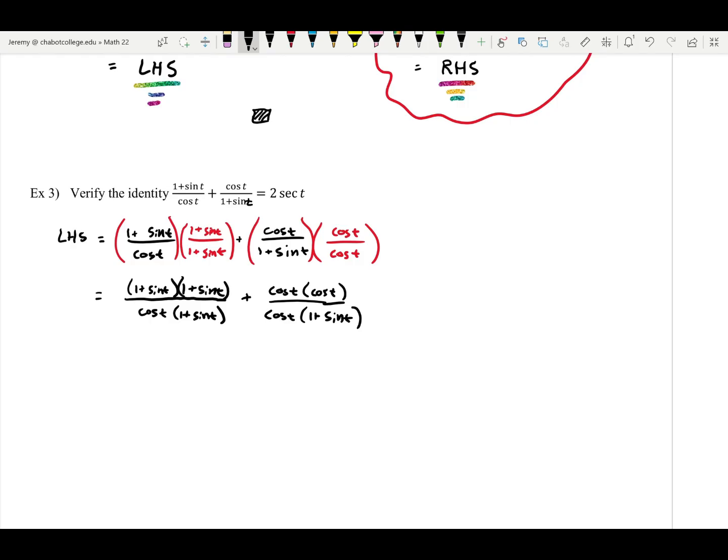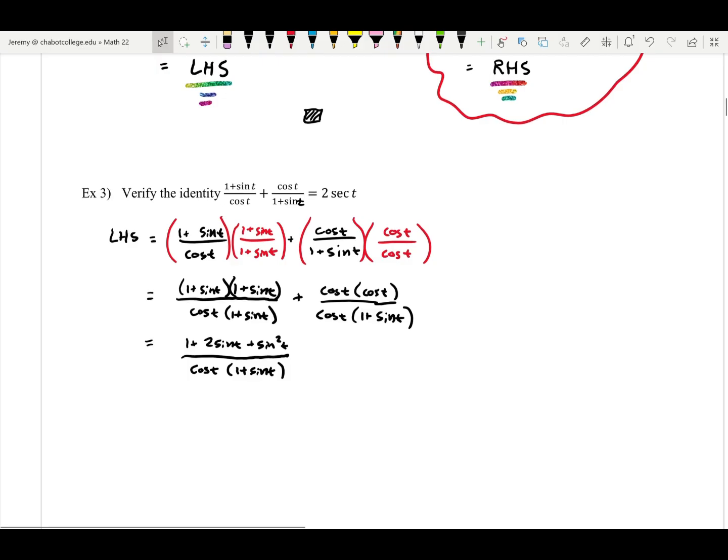Before I do that, I might multiply out the numerators. The denominator I'm going to leave factored. Oftentimes it's best to have the denominator in factored form. So I'm going to start by multiplying out the numerators. Here I'll get 1 plus 2 sine t plus sine squared t. Okay, and that was FOILing that out.